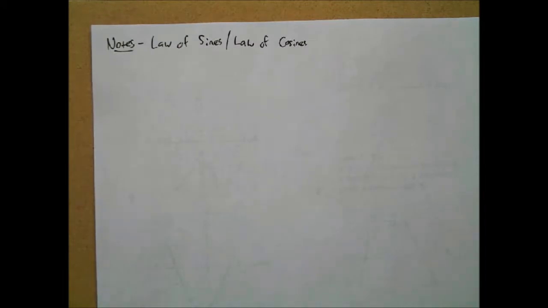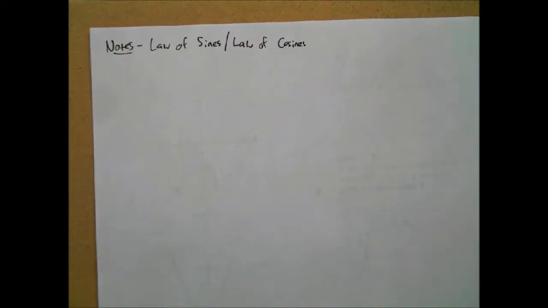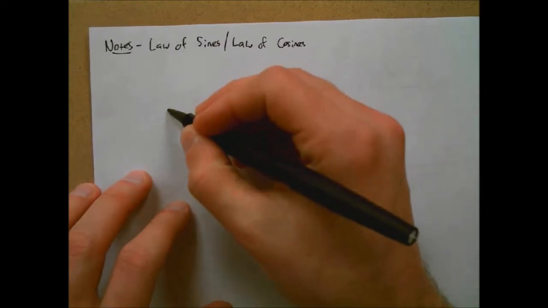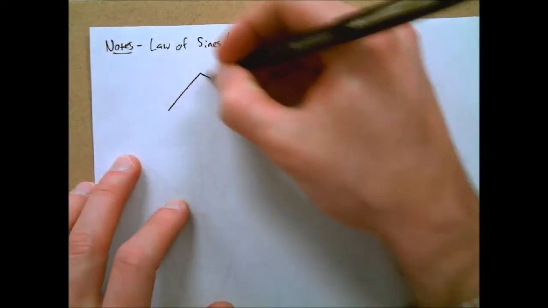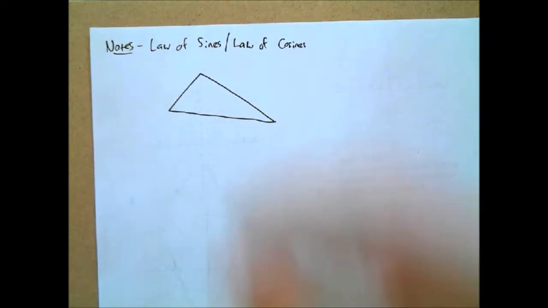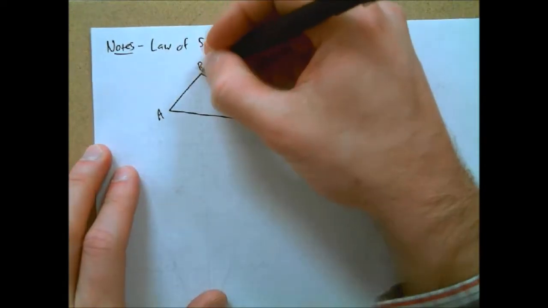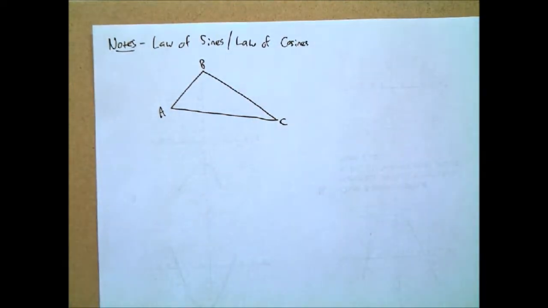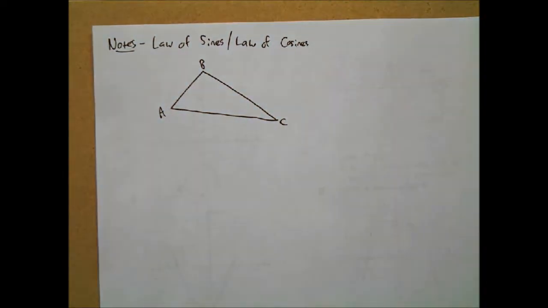All right, so I'm going to draw a triangle here. So the law of sines and the law of cosines are two relationships that allow us to utilize trig functions, specifically sine and cosine, thus the name law of sines, law of cosines. It allows us to use trig functions in triangles that, well, let me pause right there.